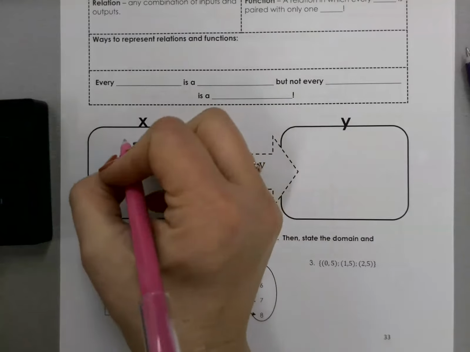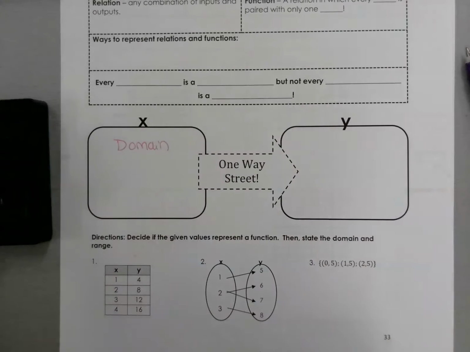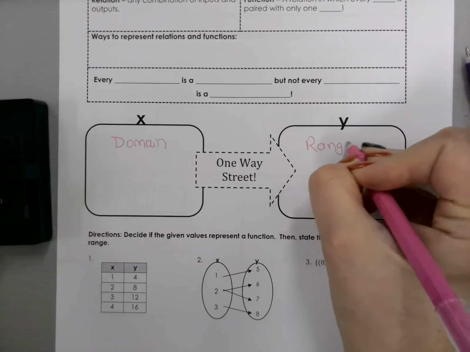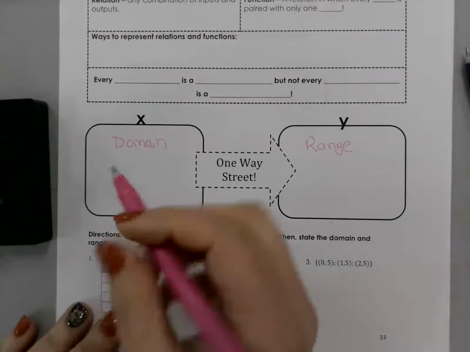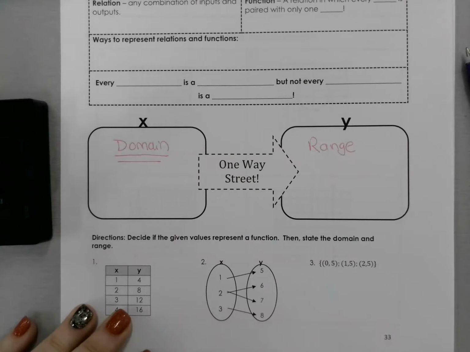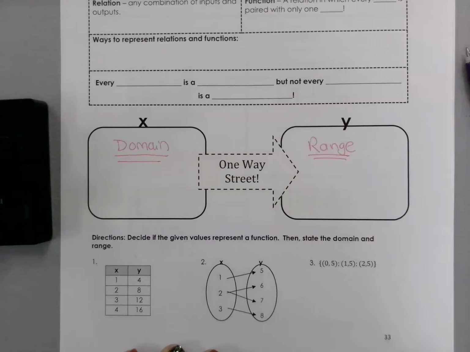We also discussed that x can also be called the domain. So values of x are often called the domain, and values of y can also be called the range. And that's what we're really going to focus on in this video. What are the x values of a relation or a function? And what are the y values of a relation or function?